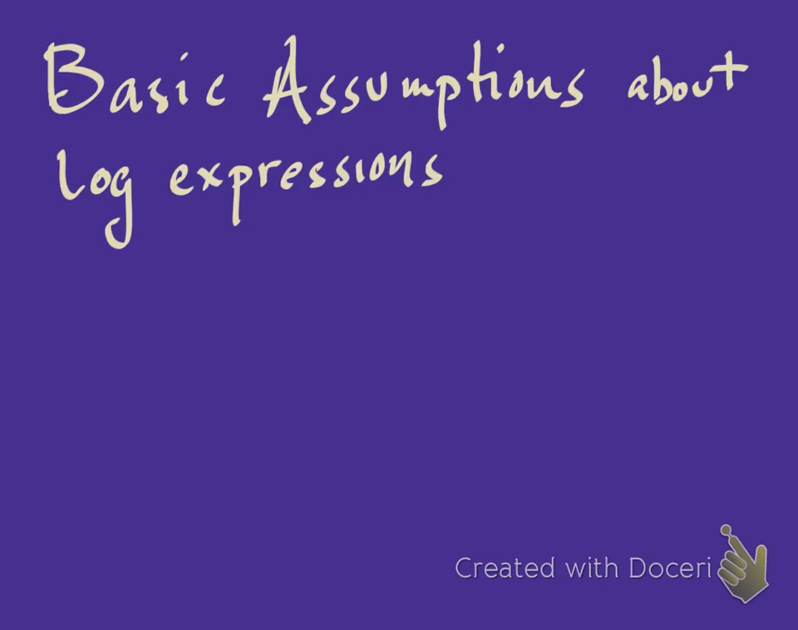I want to get some basic assumptions out on the table about log expressions first. If you have a log expression, log base b of x equals y, there are some basic assumptions that we need to hold about some of those values. First one being that the b value, the base of the log expression, is always a positive number not equal to 1. Now that may be a little bit curious.